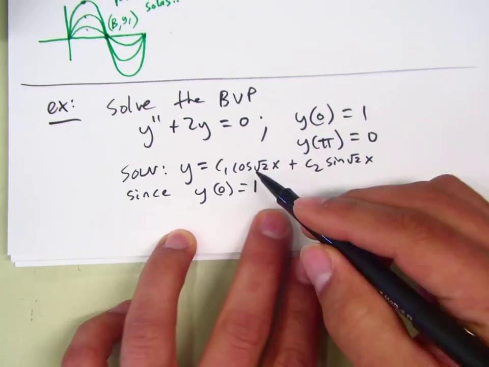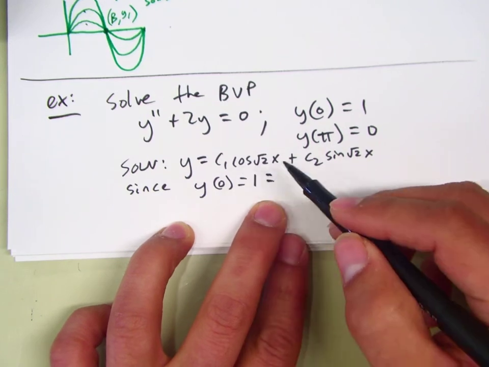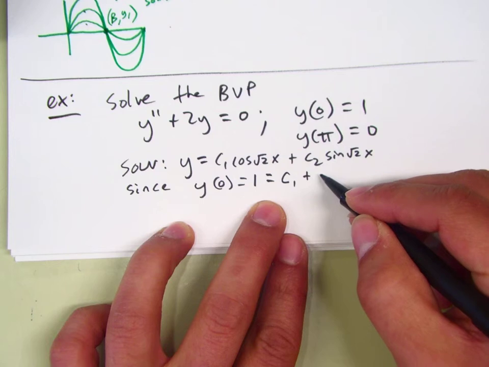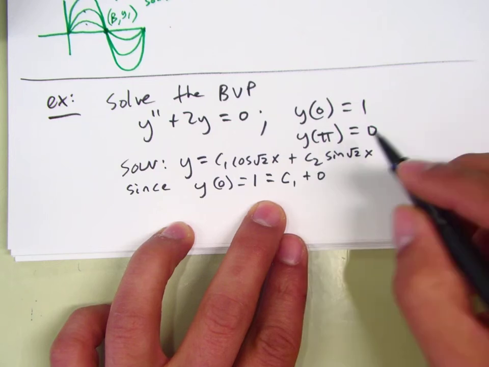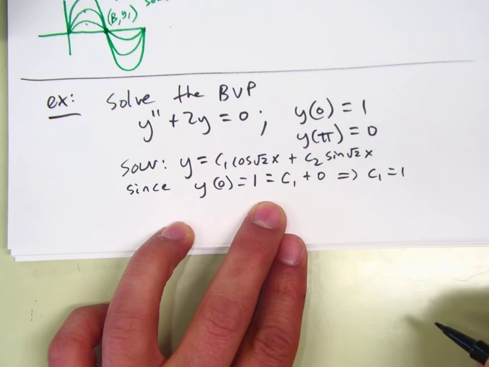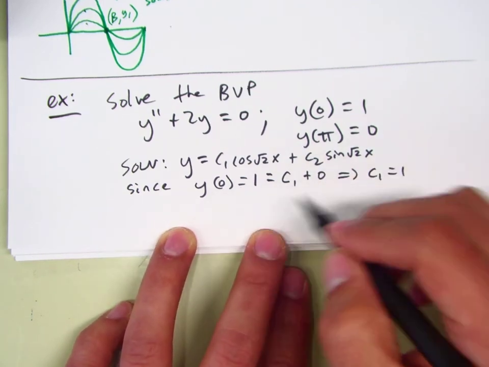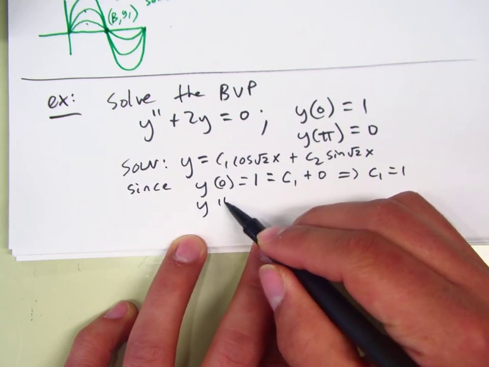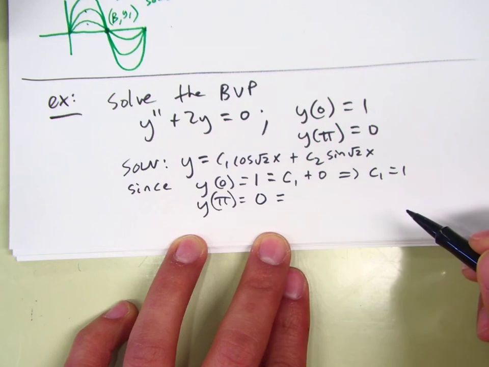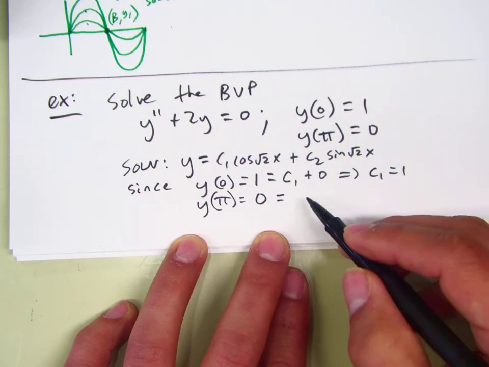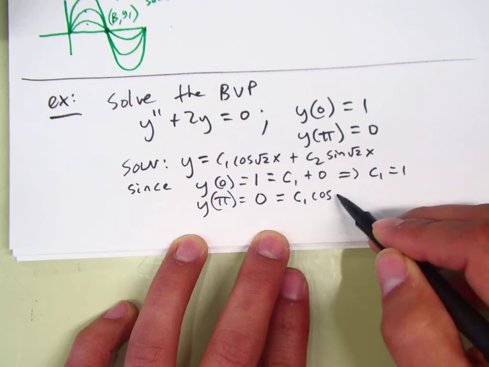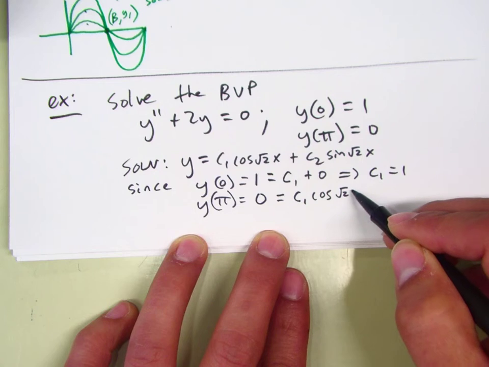let's plug 0 into this equation. If I plug 0 into this equation, we get c1 plus 0, right? Sine of 0 is going to be 0. So this means that c1 has to be 1. Now, if I do y of pi, that has to be 0. And now that's going to be c1 cosine of root 2 times pi.